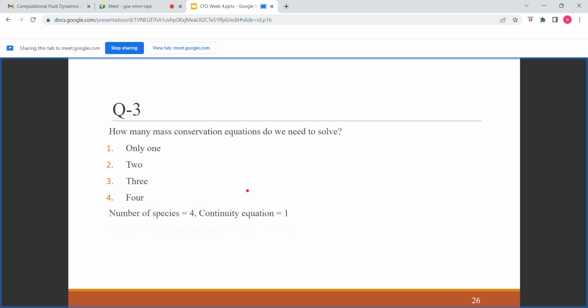Continuity equation would be 1. Species conservation equation would be ns minus 1, where ns is the number of species under consideration. So it is 4 minus 1, 3. Total number of equations would be ns minus 1 plus 1, that is ns, where ns is the number of species, that is 4. So the answer to this problem is 4. We'll move on to the next problem.